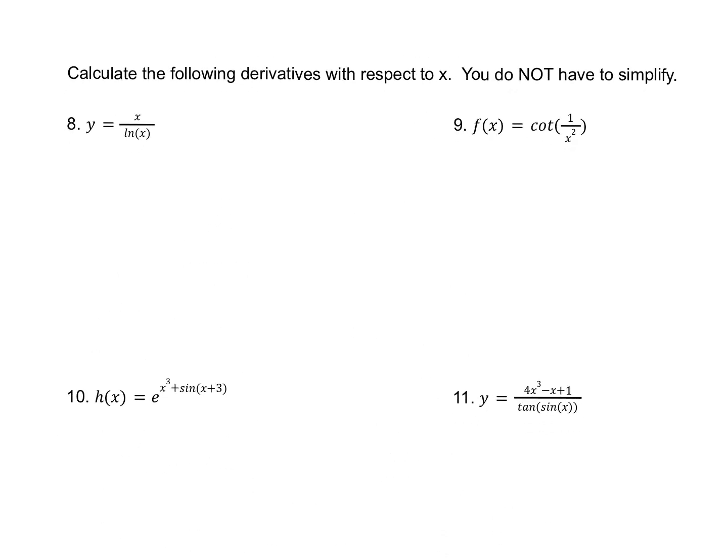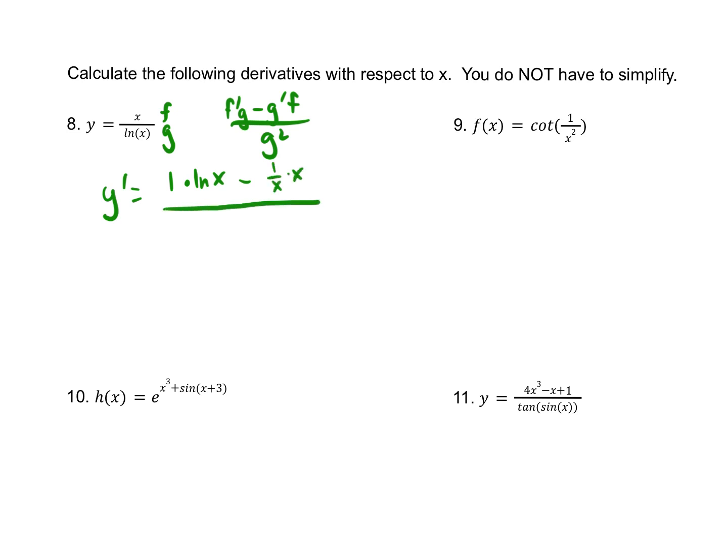So this one says y equals x over natural log of x. So we have two things divided, so this is going to be a quotient rule. f prime g minus g prime f over g squared. So the derivative of x is simply 1 times the natural log of x, minus the derivative of the g of x, which is the natural log, it's 1 over x, times f, over natural log of x squared. I'm going to write it like that.